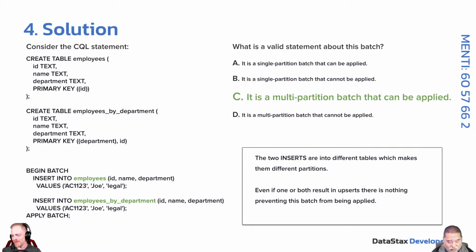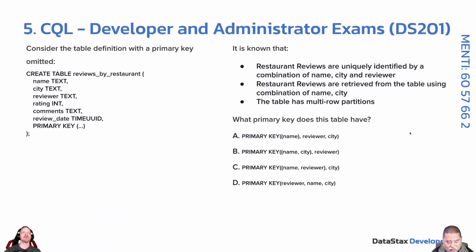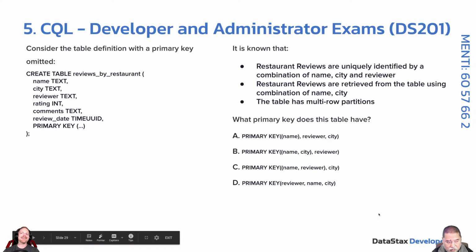All right, moving on to question number 5. Consider the table definition with the primary key omitted here. What primary key does this table have? Make sure you take a look at the "it is known that" section.